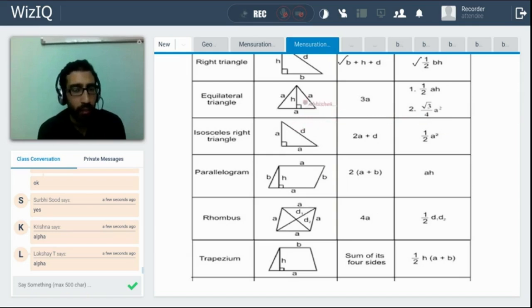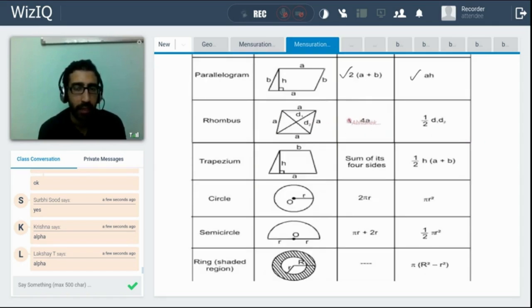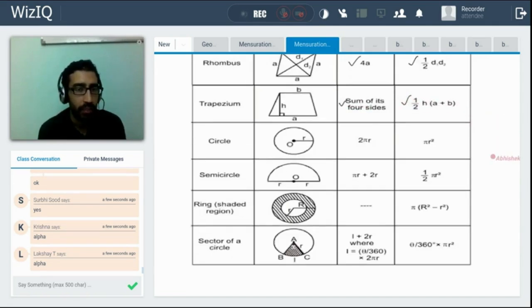Parallelogram we've seen already. Opposite sides are equal and parallel, so perimeter is twice of A plus B, A and B being the two sides. And of course, area is base into height. For a rhombus of side A, perimeter is 4A again. Area is half into the product of diagonals, half into diagonal 1 into diagonal 2. For a trapezium, area is half into the sum of parallel sides into the height.